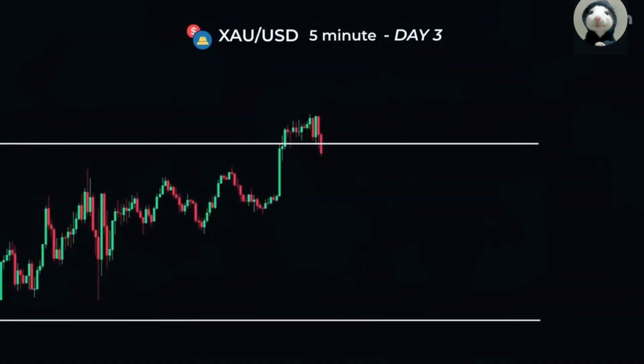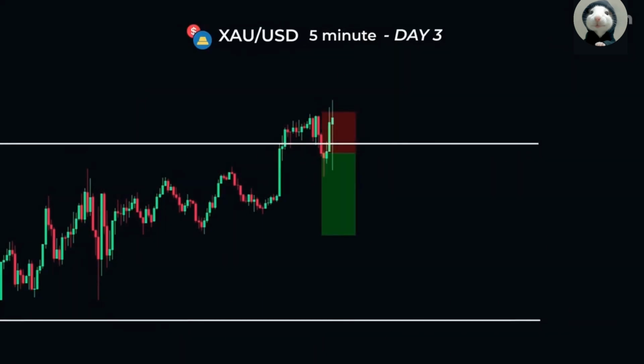Price broke above the range high and re-entered, giving a short entry. Stop loss at the highs, take profit at 2 times risk. Price hit the stop loss, a 1R loss.